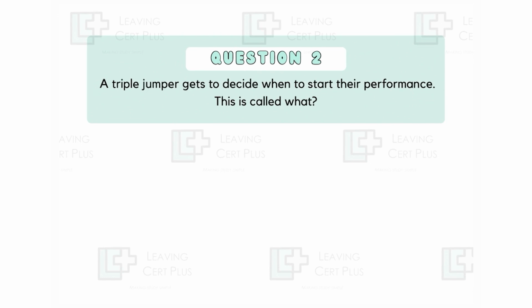Question 2. A triple jumper gets to decide when to start their performance. What skill is this? So this is called what? What continuum does that fall into? Have a little think. It might fall into 2 different types. Okay, well done. It is a self-paced skill. But also, if you said it is a closed skill. Okay, so they started in their own time, and it is also quite a predictable environment. It doesn't really depend on or get impacted by the environment around.